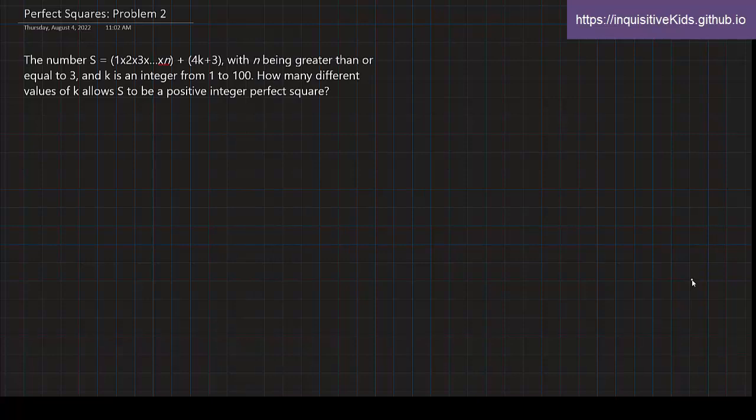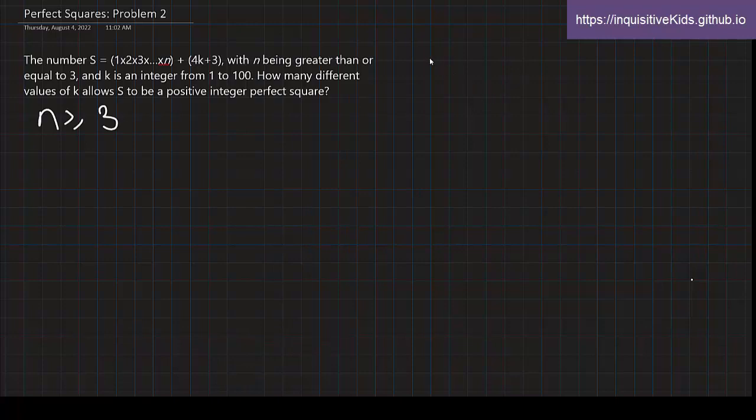Problem 2. The number s is equal to 1 times 2 times 3 all the way times n plus 4k plus 3. So in here, we have a number s, and n and k are the variables. We know that n has to be greater than or equal to 3, and that k is an integer from 1 through 100. So how many different values of k allows s to be a positive integer perfect square?